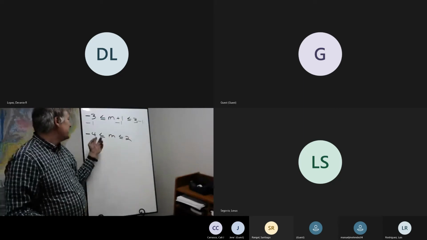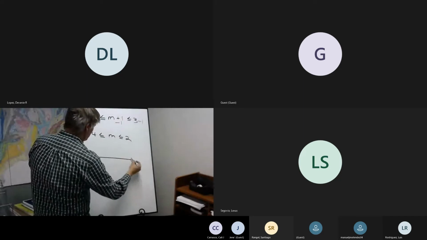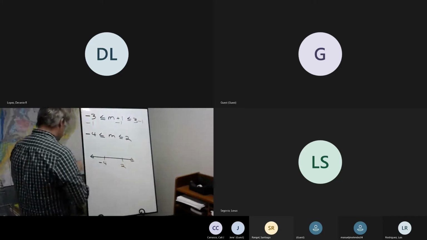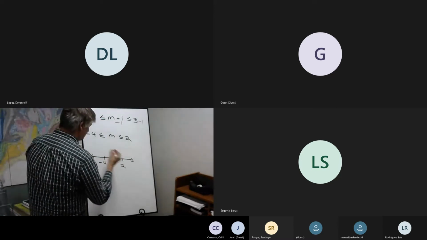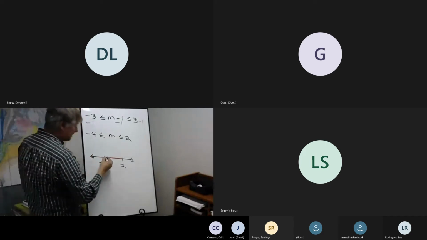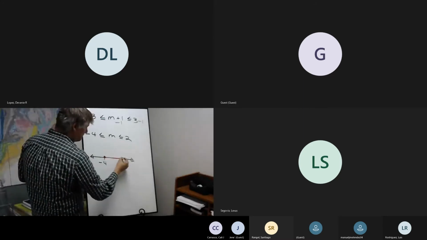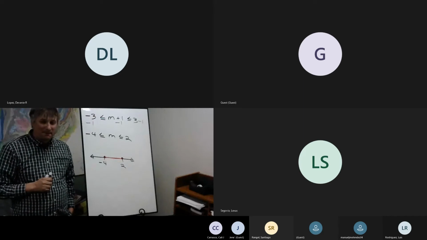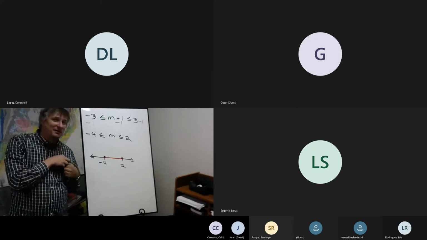So what this says is we have m between -4 and 2. Now, because we have the equals here, this means m can equal -4, and m can equal 2. And that would be our answer. Questions about that?